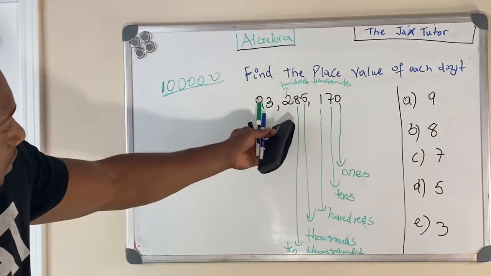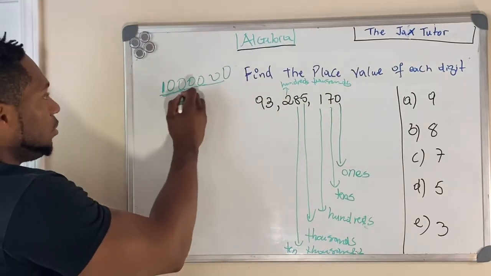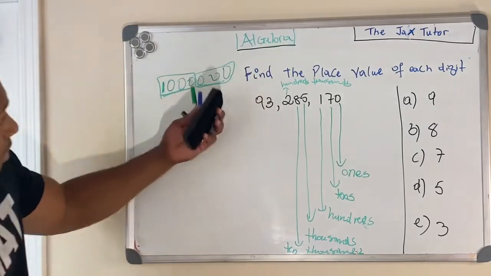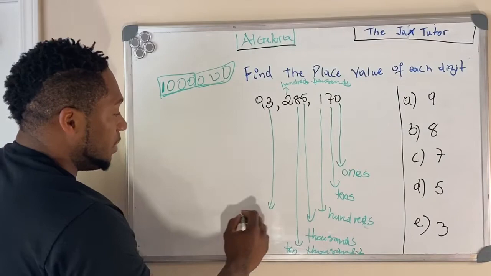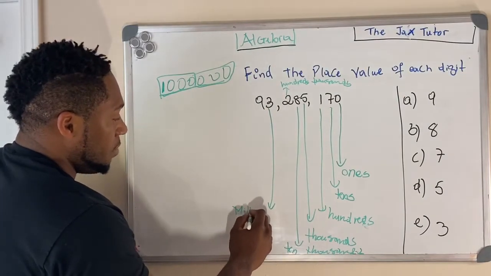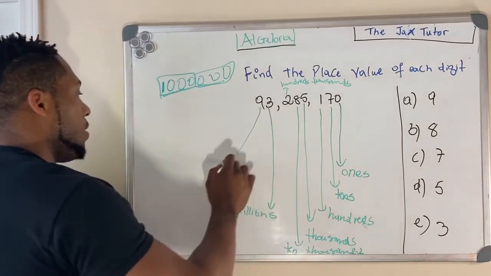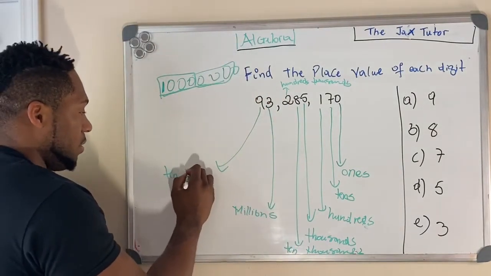So what's the next one? After 100,000, I add another 0, and you won't be confused if you keep track of those. You add another 0. What's this number? A million. So this is the millions place value. And this is the 10 millions place value.